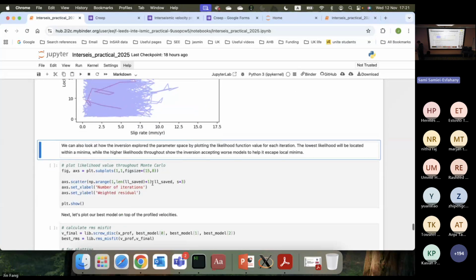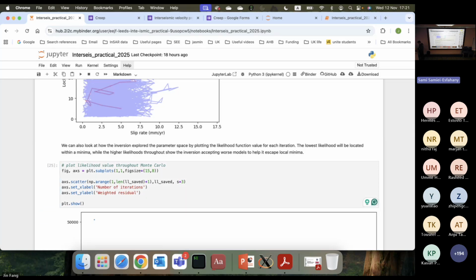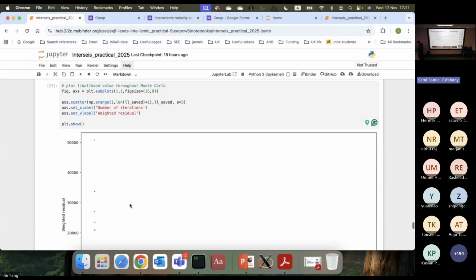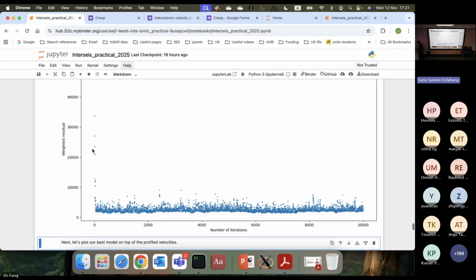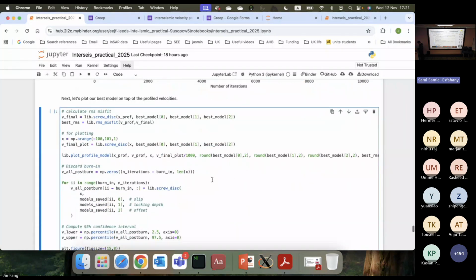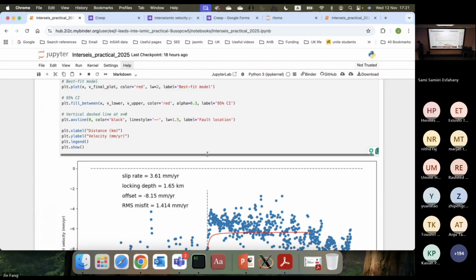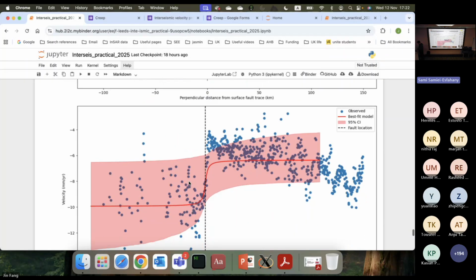We can also look at how the inversion explored the model parameter space by plotting the likelihood function value for each iteration. You can see that after the first burn-in period, the weighted residual dropped down quickly. And now let's plot our best model on top of the profile velocities, like this, and also with the 95% confidence interval.